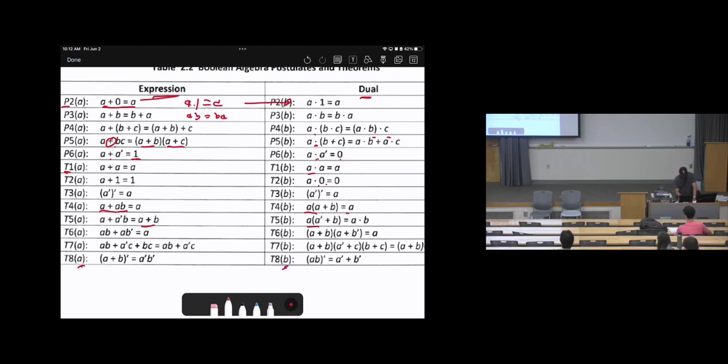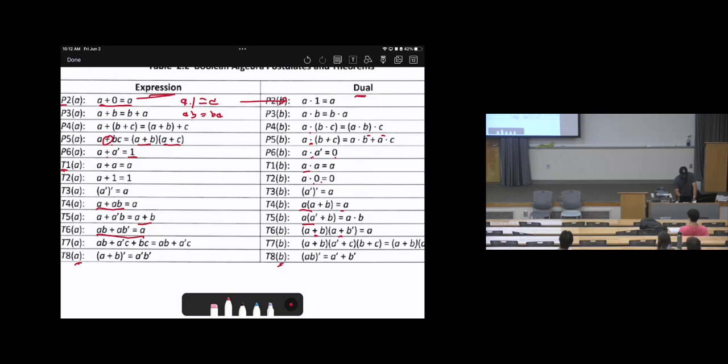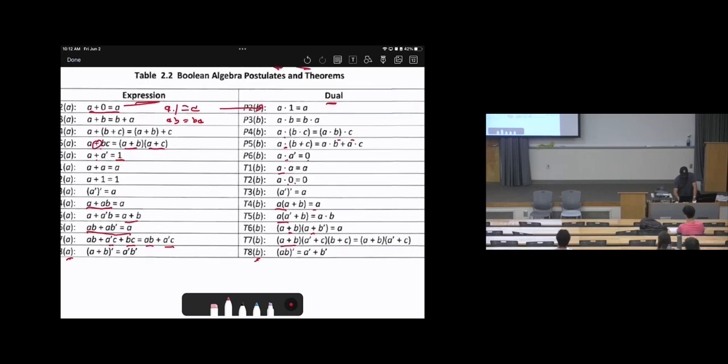So AB plus AB bar equals A, then here (A plus B)(A plus B bar) equals A. Here AB plus A bar C plus BC equals AB plus A bar C. It will be (A plus B)(A bar plus C)(B plus C) equals (A plus B)(A bar plus C). Then the last one, (A plus B) all bar equals A bar B bar. Here (AB) all bar will be A bar plus B bar. Okay?